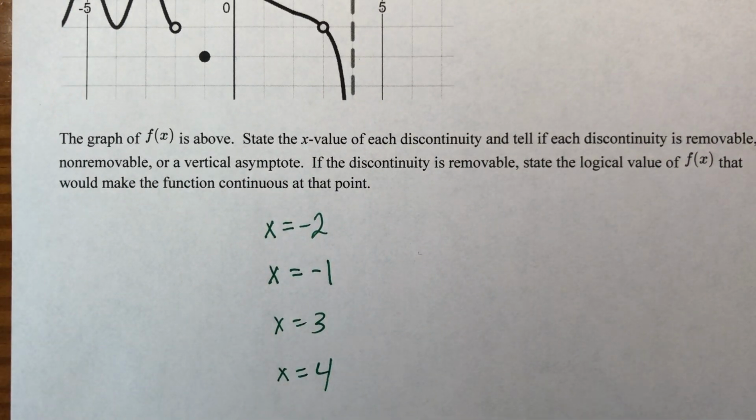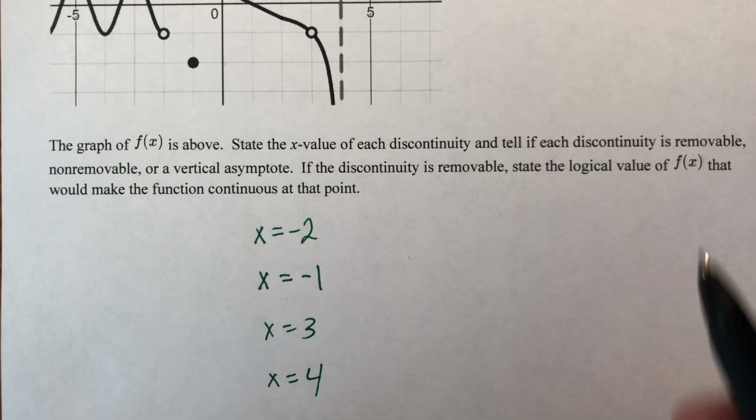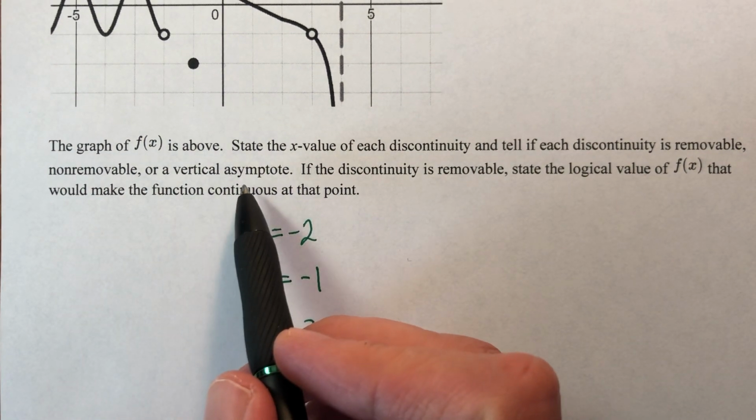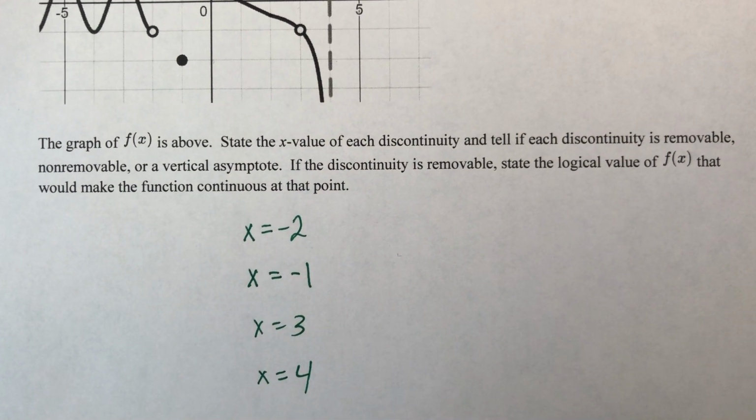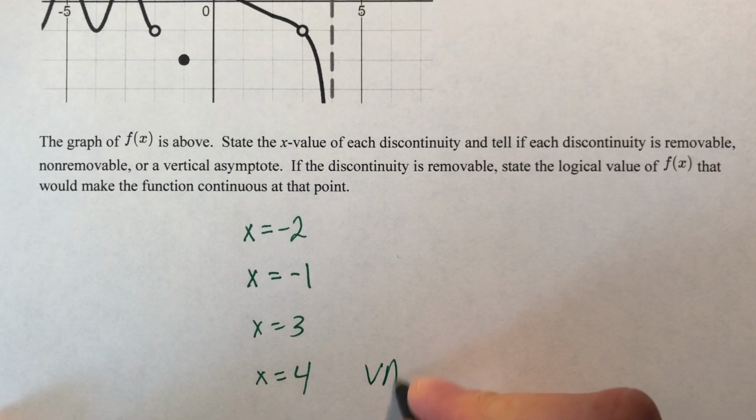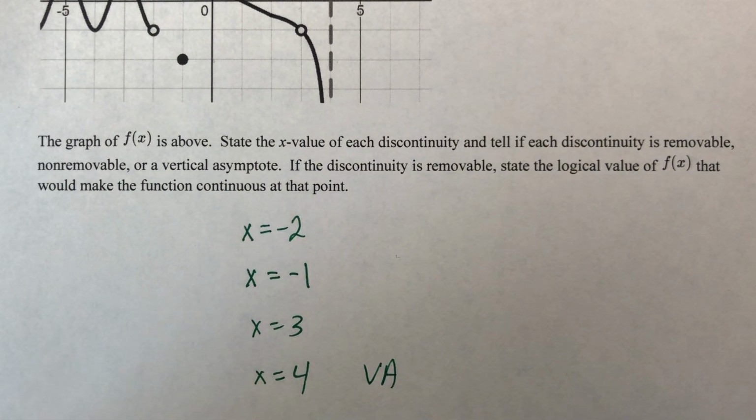So now let's do the rest of the directions where it says tell if it's removable or non-removable or a vertical asymptote. Now technically vertical asymptotes are non-removable, but they are kind of in a class all to themselves. A lot of people classify them that way. So let's just go for the obvious. This one is a vertical asymptote, x equals 4. And I would like to think that's obvious.